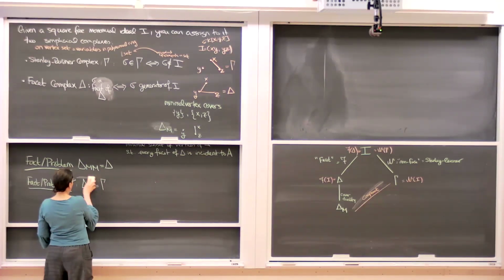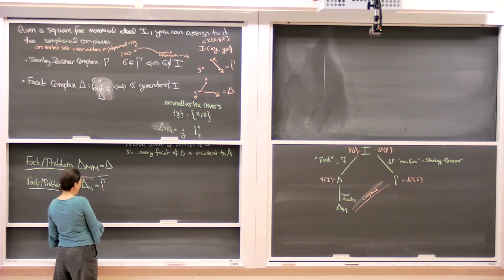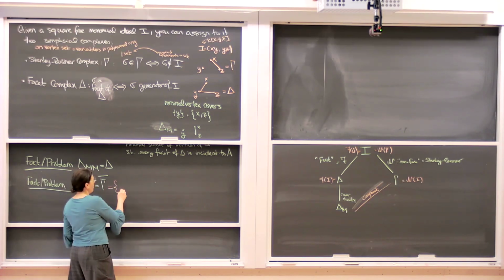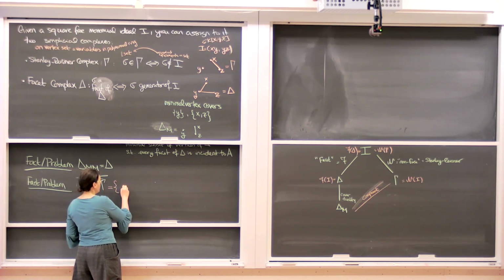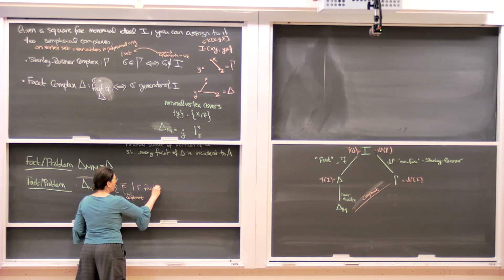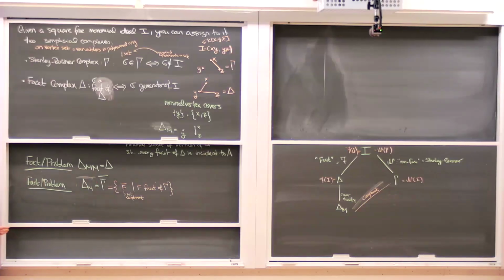Maybe I'll write gamma complement as delta M, because this, by definition, is the set complement of the facets of gamma, F complement. This is set complement, where F is a facet. Okay.